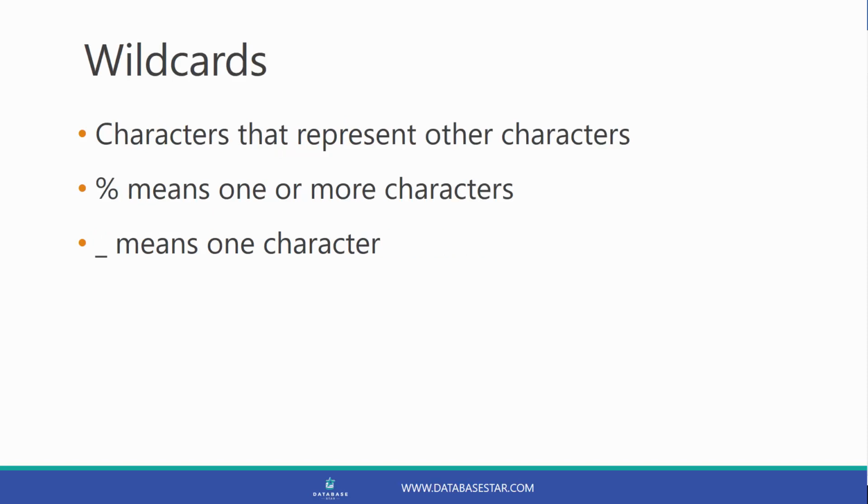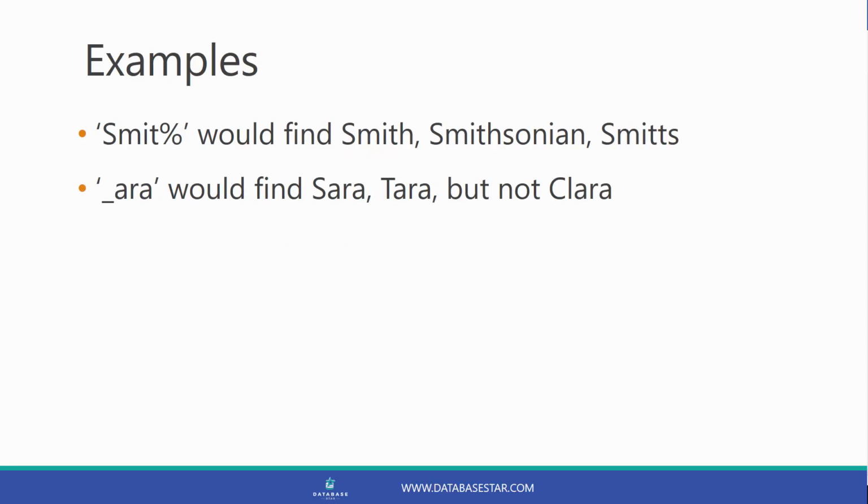Wildcards are characters that represent different characters. If you have a percentage sign, it means you can substitute one or more characters in there to find a match. If you have an underscore sign, it means you can use one character. Here are some examples. Checking against Smith with a percentage sign would find Smith, Smithsonian and Smiths, because they all match the word Smith. Checking against underscore ARA would find Sarah, Tara, but not Clara, because Clara has 2 letters, not 1. Now let's see some live examples.